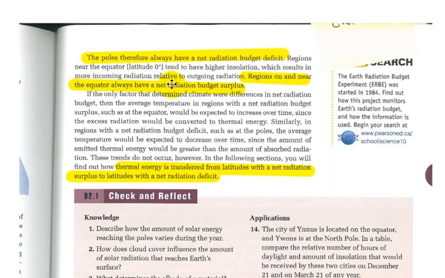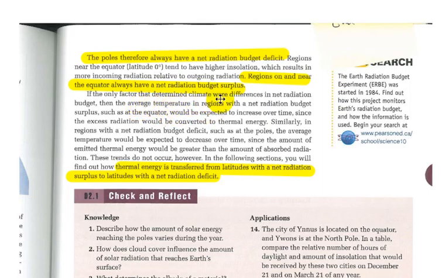Regions near the equator have a high insolation. They receive a lot of sunlight. There's no snow there, so there is little reflection back into space. So most of it is absorbed, which results in more incoming than outgoing. So regions on or near the equator always have a net radiation budget surplus.